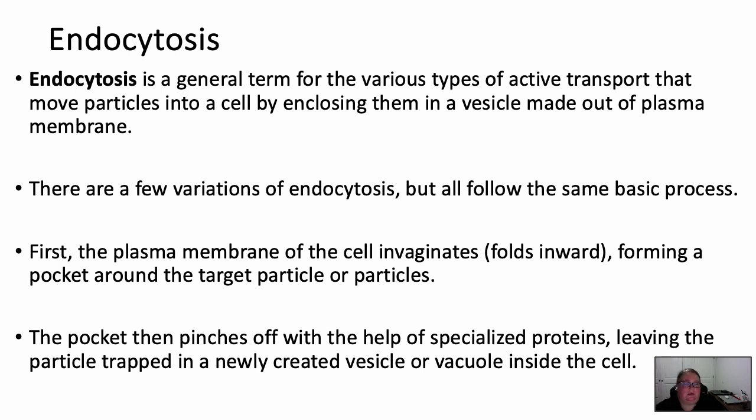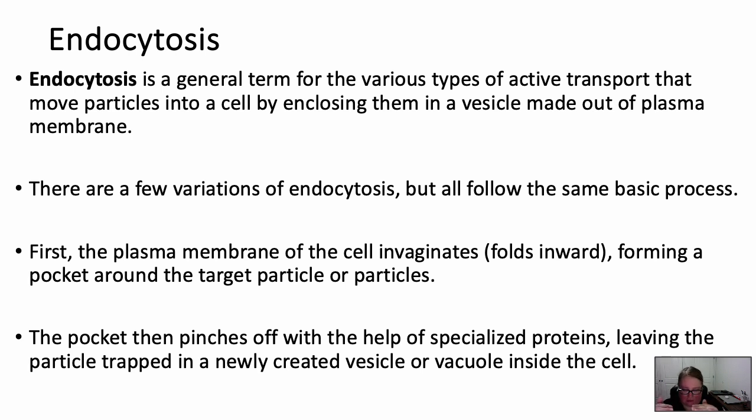Even though there are several types of endocytosis, they all have the same basic process. The first thing that happens is that the plasma membrane of the cell folds inward. We call this process invagination. The cell folds inward and creates a little pocket. This pocket is a place where the target particles, the molecules we want to bring into the cell, can be surrounded by the membrane.